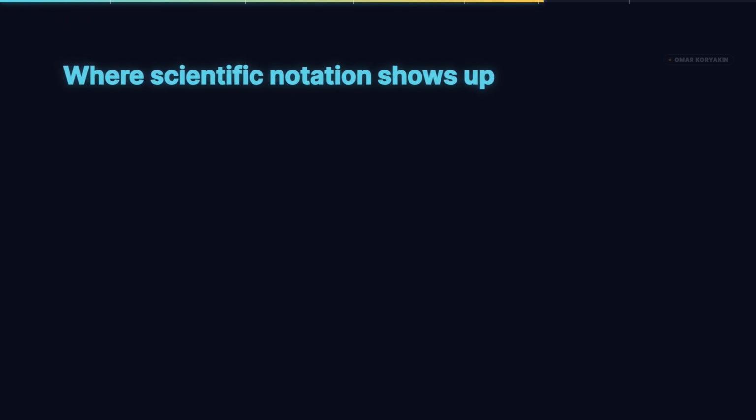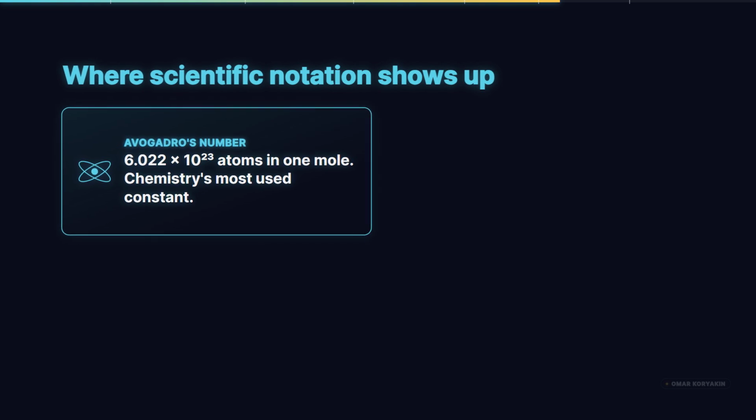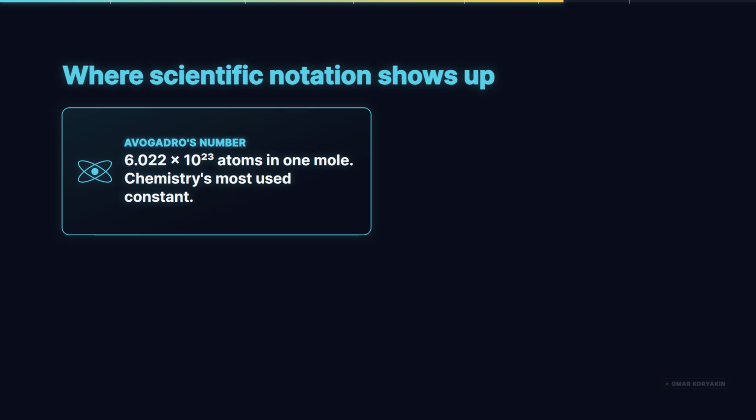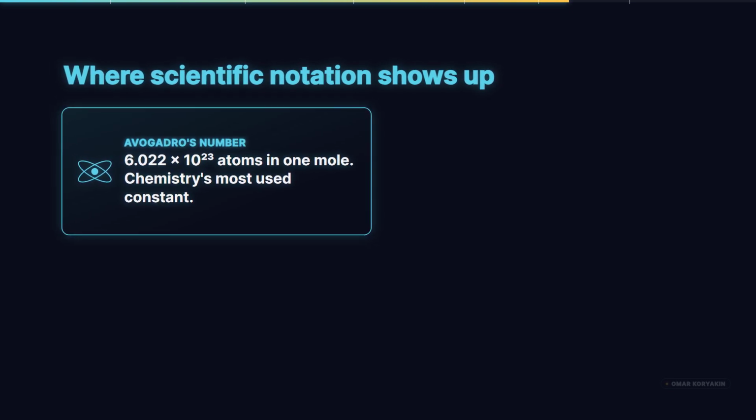The 4 examples here are the ones you will run into most often in chemistry, physics, computer science, and astronomy. Each one would be unusable in standard decimal form, and each is trivial to read once you accept the scientific notation convention. Avogadro's number, 6.022 times 10 to the 23rd, the count of atoms in 1 mole of any substance. Every chemistry calculation that converts between mass and atom count goes through this constant. Written out longhand, it would take 24 digits, which is unreadable.